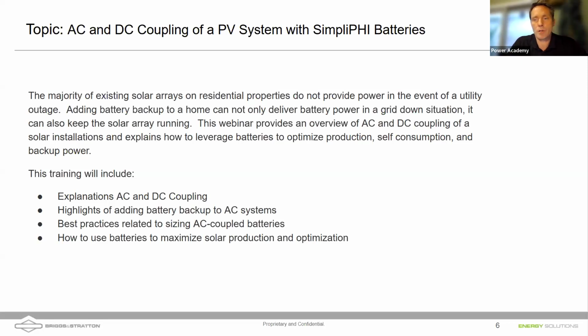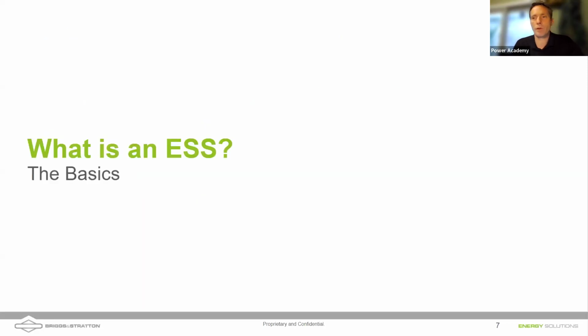So there might be customers who already have AC solar, meaning kind of directly coupled, feeding back to the grid, so grid-tied systems, and want to add batteries. So we'll cover how to do that today. We'll also talk about best practices related to sizing AC batteries. There are some sizing demands that are a little bit different for AC coupled systems, and how to use batteries to maximize solar production. So getting the most out of your solar system, getting the most financial benefit out of your system.